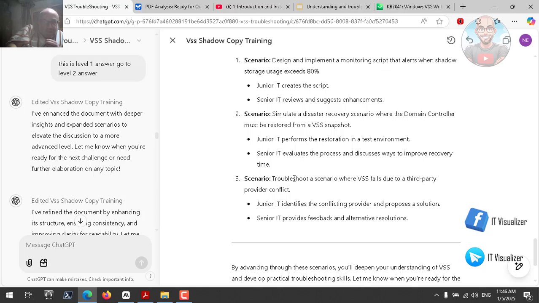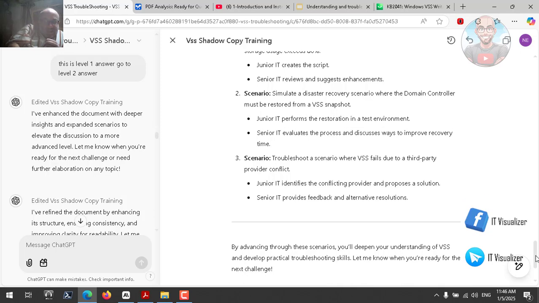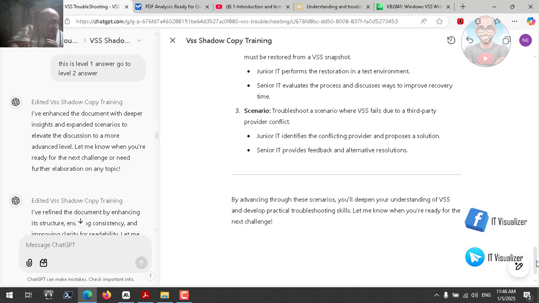Scenario 3. Troubleshoot a scenario where VSS fails due to a third-party provider conflict. Junior RT identifies the conflicting provider and proposes a solution. Senior RT provides feedback and alternatives. Again, he didn't give us the scenario completely, or what the solution or what the problem is. All of these are summarized steps.